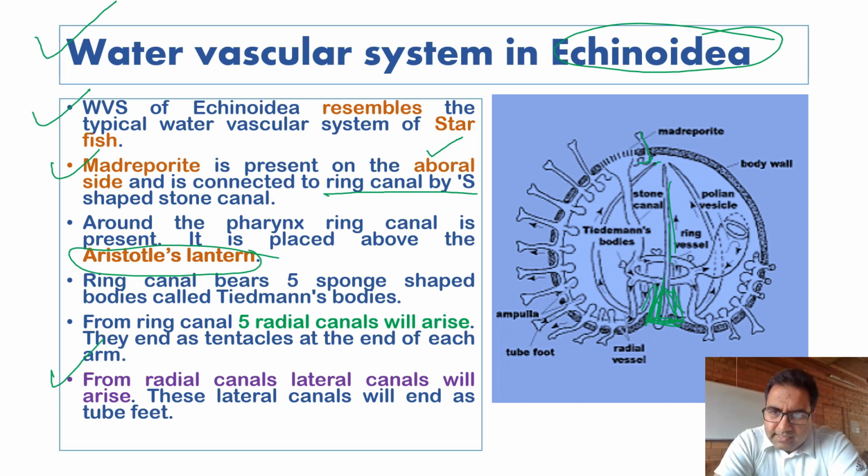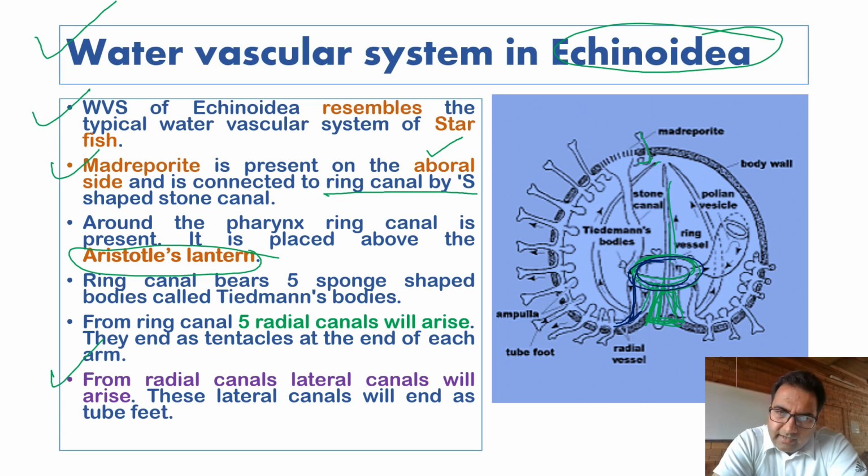So what is seen here is the ring canal. From this ring canal, what we see now, I may be using the blue. So this is the ring canal. The ring canal gives rise to these radial canals.